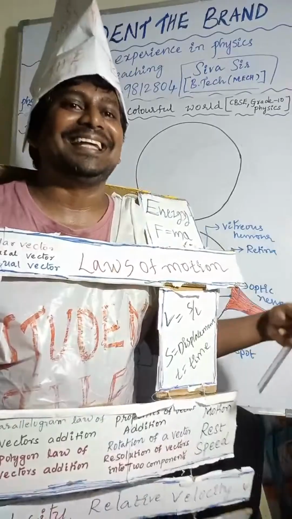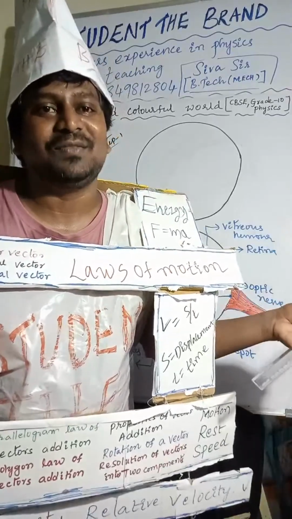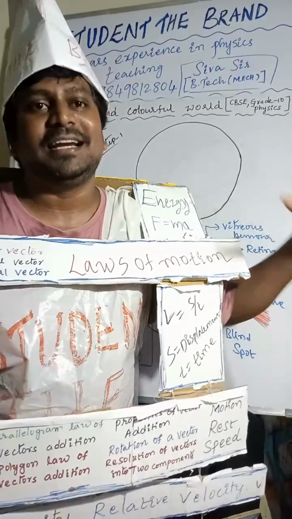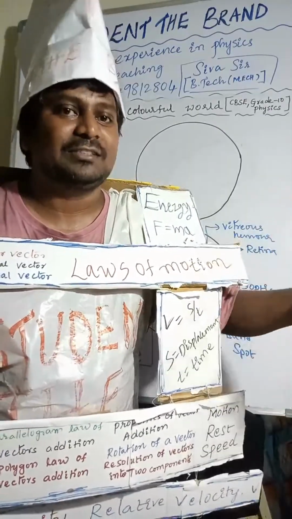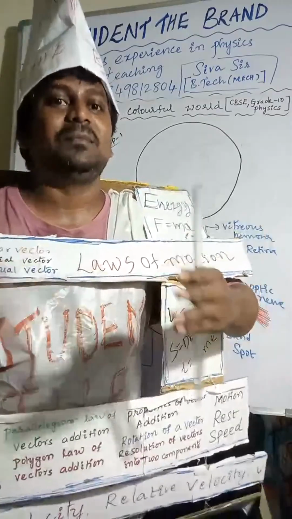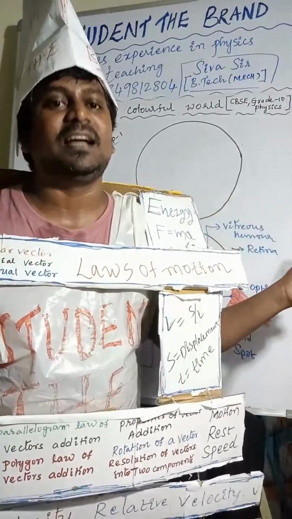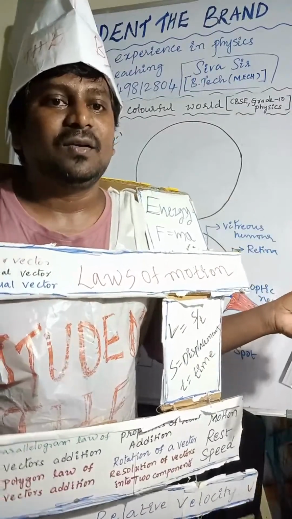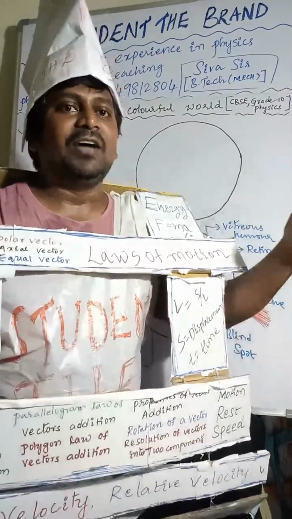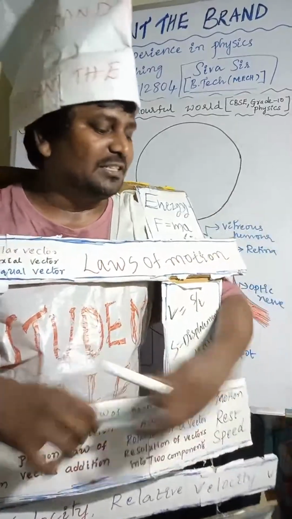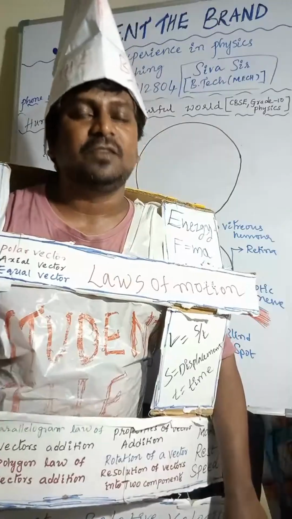The eye lens is a converging lens. Whenever light rays fall on it, it converges the light rays and makes them fall at the retina.